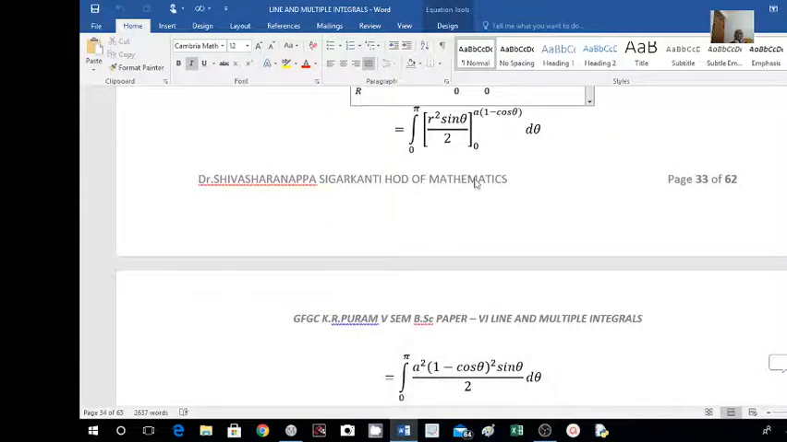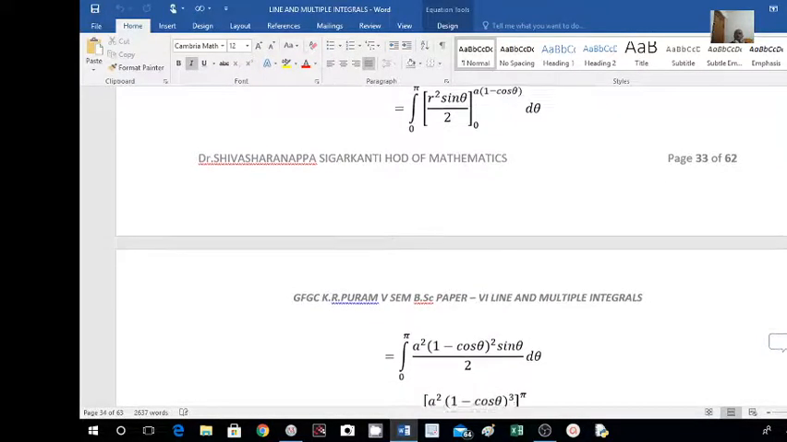So in place of r I have to put this, r square means a square into 1 minus cos theta whole square, into the sin theta as it is, divided by 2. I have to integrate this one. Now we have to integrate this one.